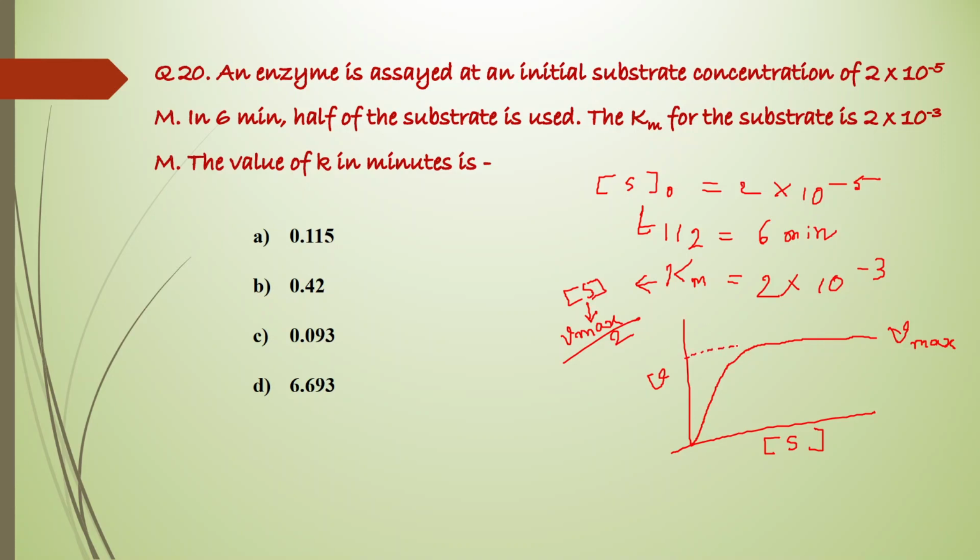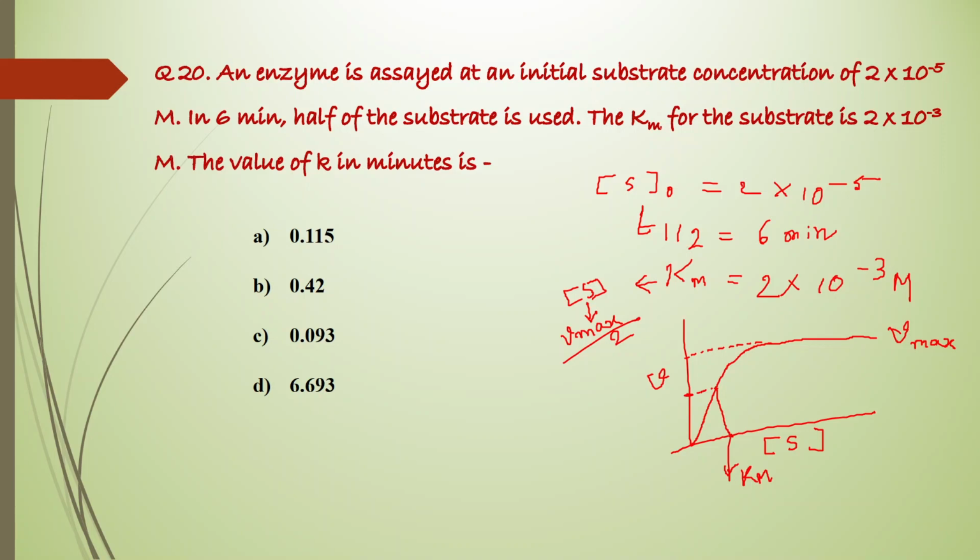So this is your Vmax. Fine. So Vmax by 2 would be somewhere around here, and this should be your Km value. We all know this from the Michaelis-Menten equation, and this particular graph. So now see, the value for Km is 2 into 10 to the power minus 3 molar. I have not written down the units. This is 2 into 10 to the power minus 3 molar. So this particular substrate concentration is 2 into 10 to the power minus 3 molar.